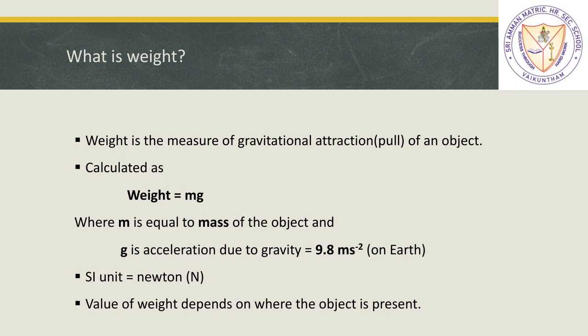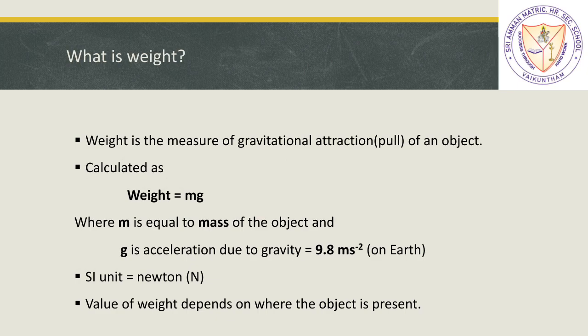Here there is a big difference between mass and weight. The value of weight depends on where the object is present. As I said, weight is calculated as the product of mass and acceleration due to gravity, that is m and g. The g value will not change on the surface of Earth, but it will change as we move from Earth to the moon or Earth to Mars. On different bodies, its value will be different.